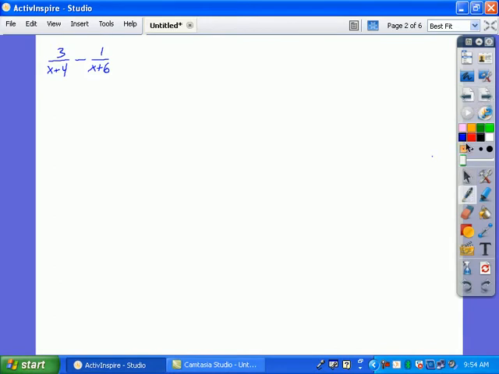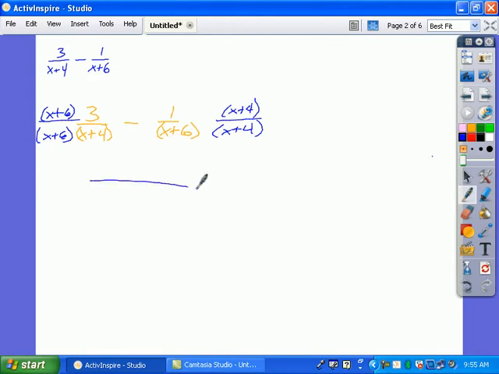So this first one is a rational expression. For rational expressions, we need to find a common denominator, and then we need to add, or in this case, we need to subtract. So I see this fraction has an x plus 4. This one doesn't. So we're going to add it in. But remember, whatever I do to the denominator, I have to do to the numerator. And here this guy has an x plus 6, and this one doesn't. So I need to add that in as well. Okay. Now I have a common denominator, which is x plus 4, x plus 6.